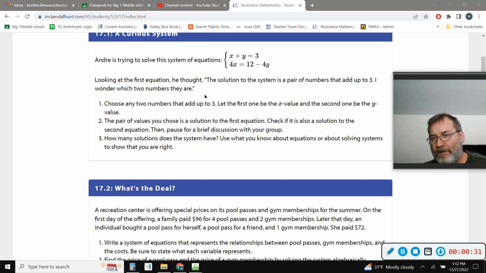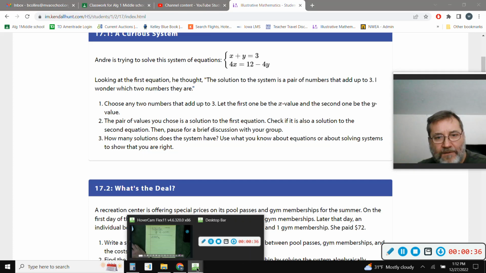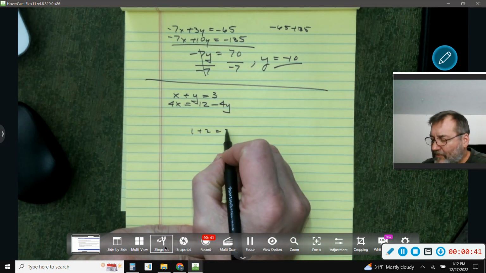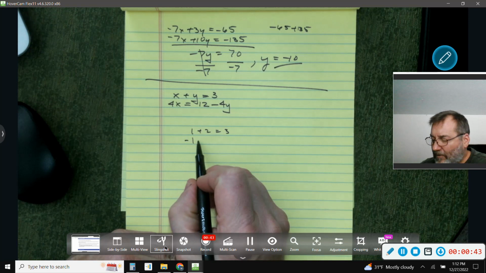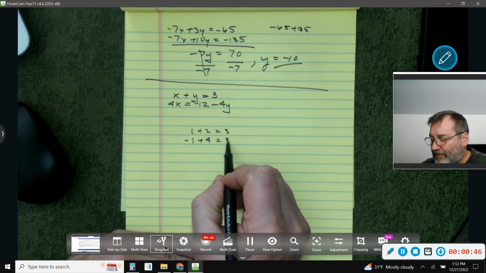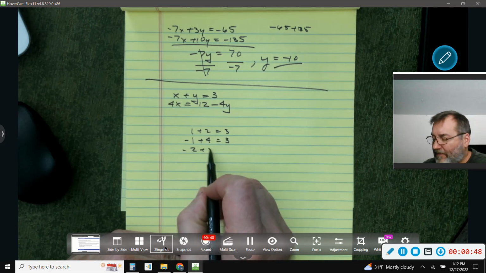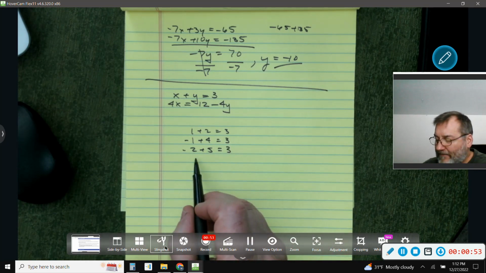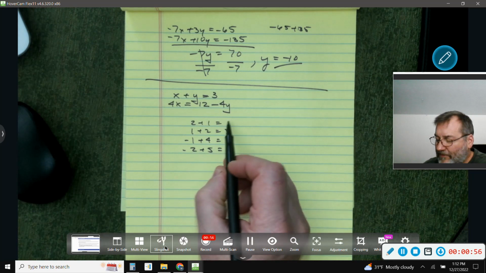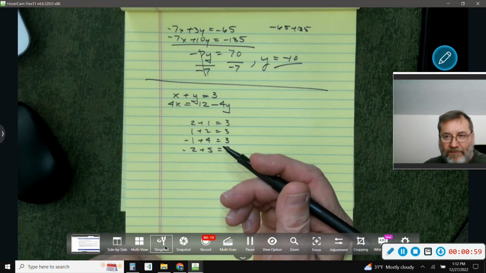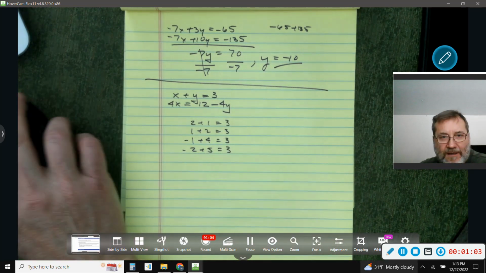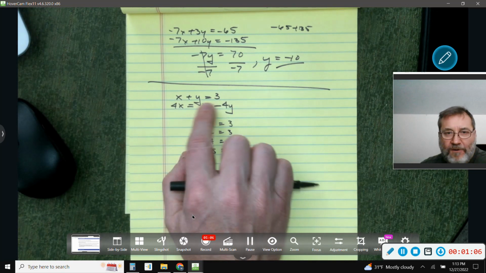Okay? So if you have a system of equations, you could think of them as, you could have 1 plus 2 equals 3. You could have negative 1 plus 4 equals 3. Negative 2 plus 5 equals 3. Okay, this kind of stuff. You could have, of course, 2 plus 1 equals 3. And it goes along back and forth like this. So you have a series of numbers that you can bounce back and forth to add up to 3, which is essentially this very first equation here.